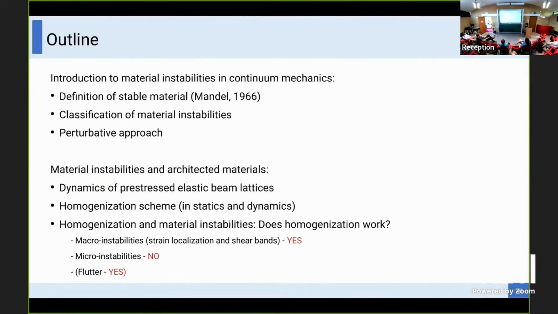So to conclude, I report here again the outline of my talk, where I have included the answers to the question, does homogenization work? So as we have seen in this seminar, for macro instabilities, the answer is yes. For micro instabilities, the answer is no. And for flat instability, we didn't cover this in this seminar, but I can tell you that the answer is yes. So also for flat instability, the homogenization works. You can analyze also flat instability in the effective continuum.